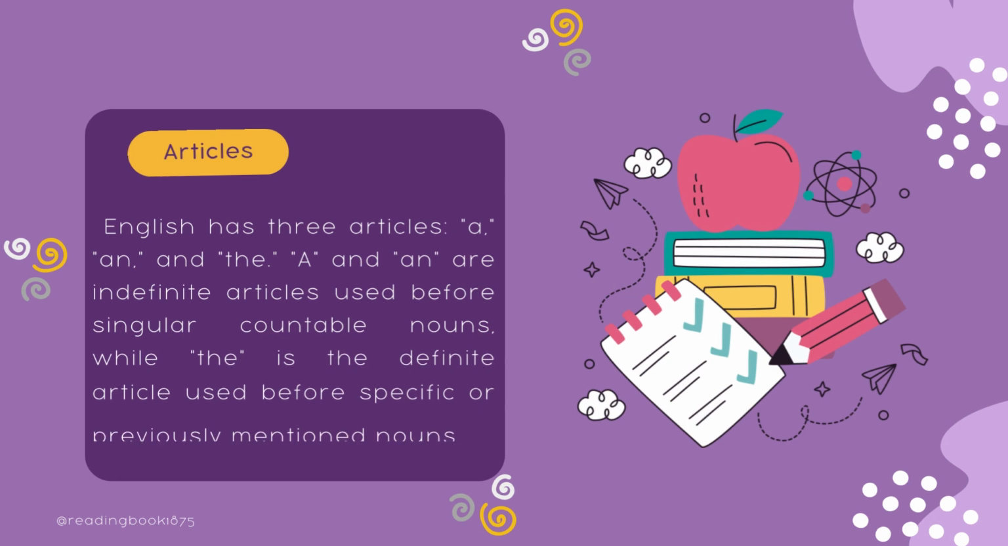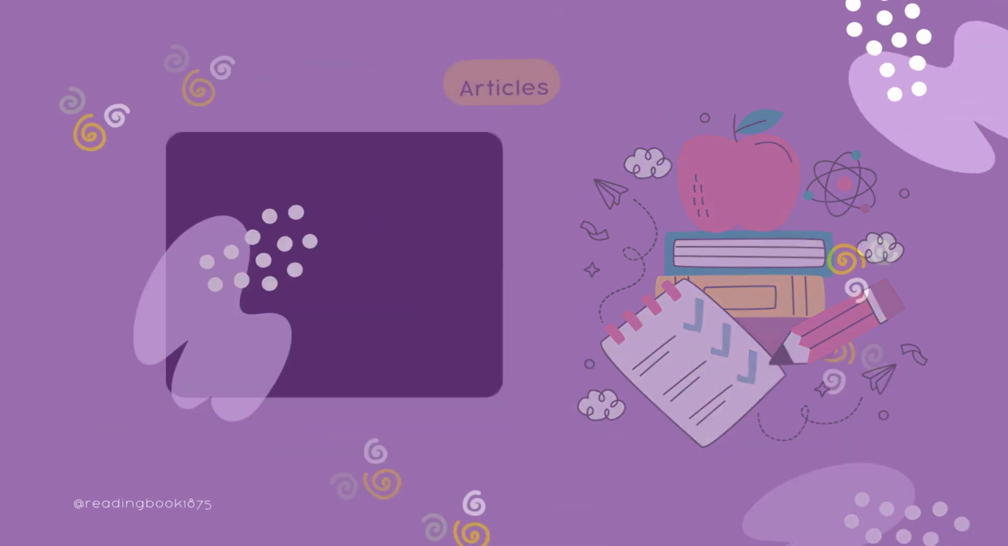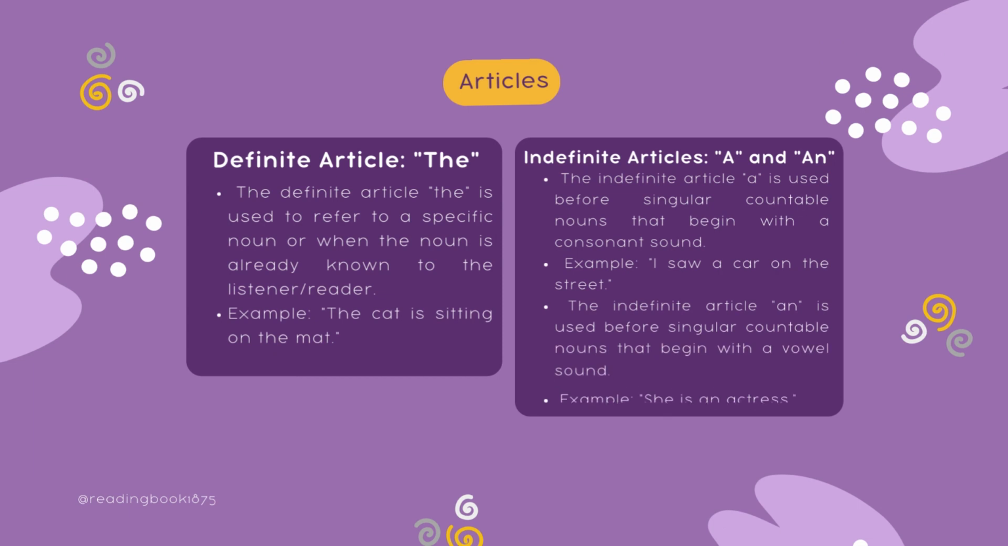Articles. English has three articles: a, an, and the. A and an are indefinite articles used before singular countable nouns, while the is the definite article used before specific or previously mentioned nouns. Articles. Definite article: the. The definite article, the, is used to refer to a specific noun or when the noun is already known to the listener or reader. Example: The cat is sitting on the mat.